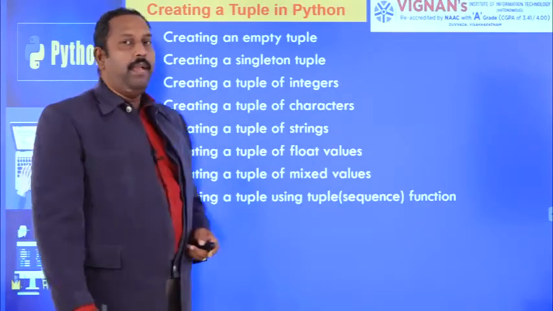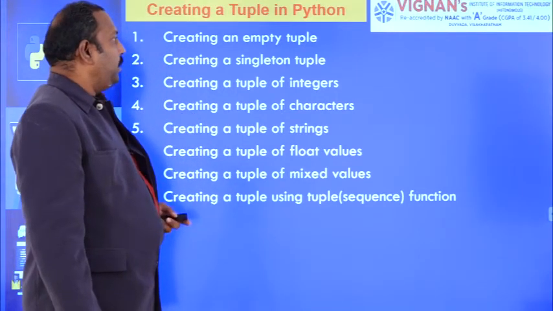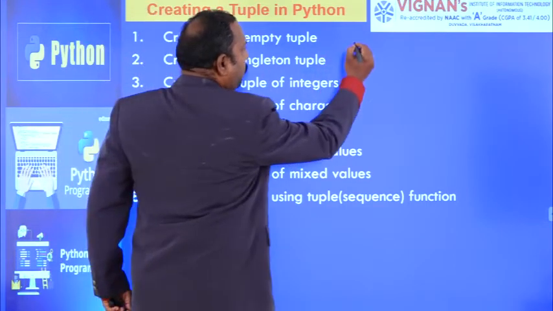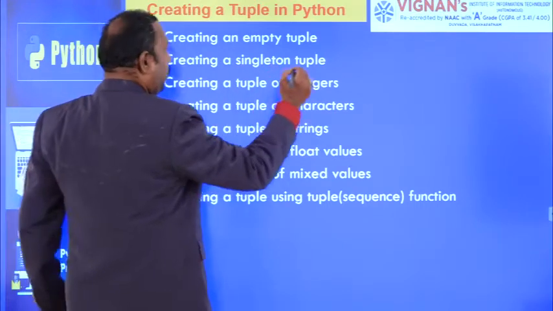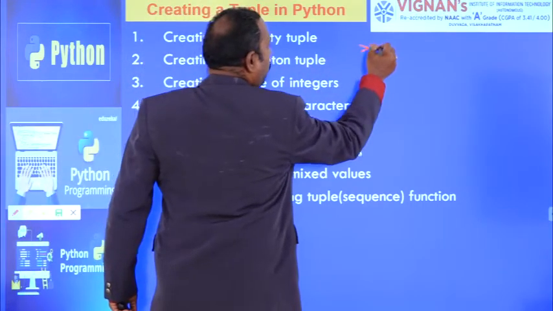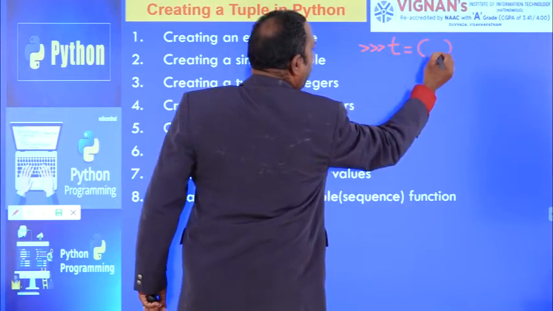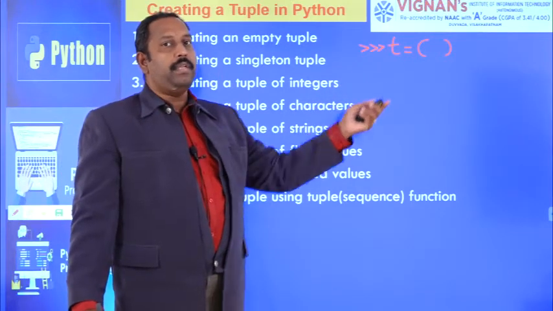Creating an empty tuple. How to create an empty tuple in Python? If you want to create an empty tuple, simply write t equal to empty parentheses. Here t is an empty tuple.